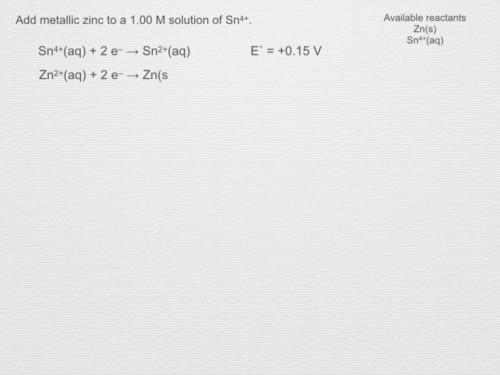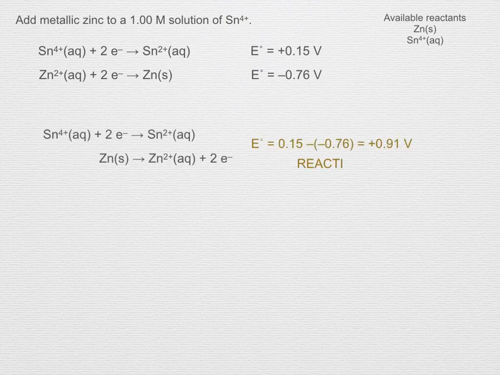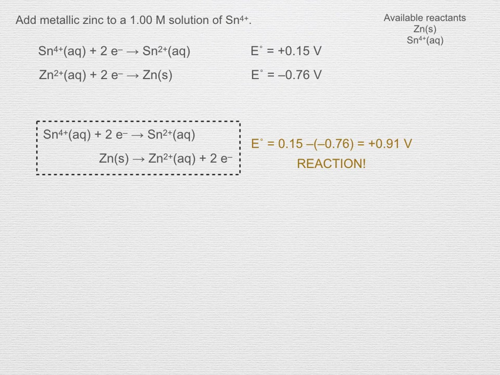And so now we have the one more. They've got the add metallic zinc to tin 4+ solution. Identify the reactants and retrieve the relevant equations. Switch the zinc equation around to get metallic zinc on the reactant side. Only one possible combination. Reaction potential is positive 0.91 volts.